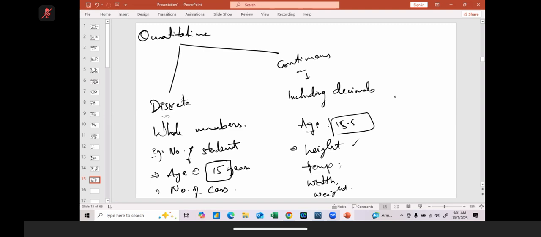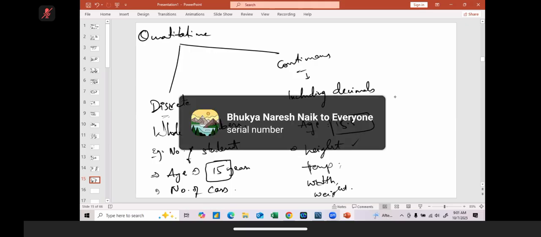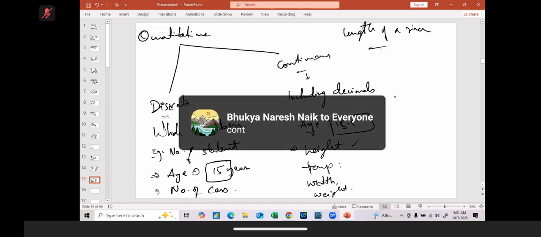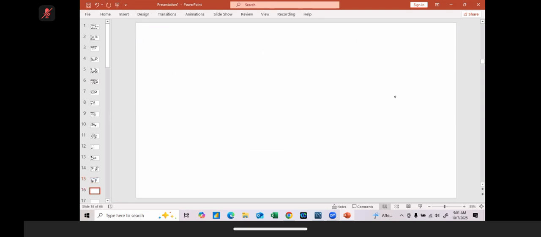Next one, number of children in a family. Discrete. We can't say we have 3.5 children or 4.5 children in a family, right? So that is the difference between discrete and continuous. Next, serial number, energy. Okay, correct. Next, length of a river. Continuous, because that is not fixed. It keeps on flowing, right? It can have decimal values. That is continuous.